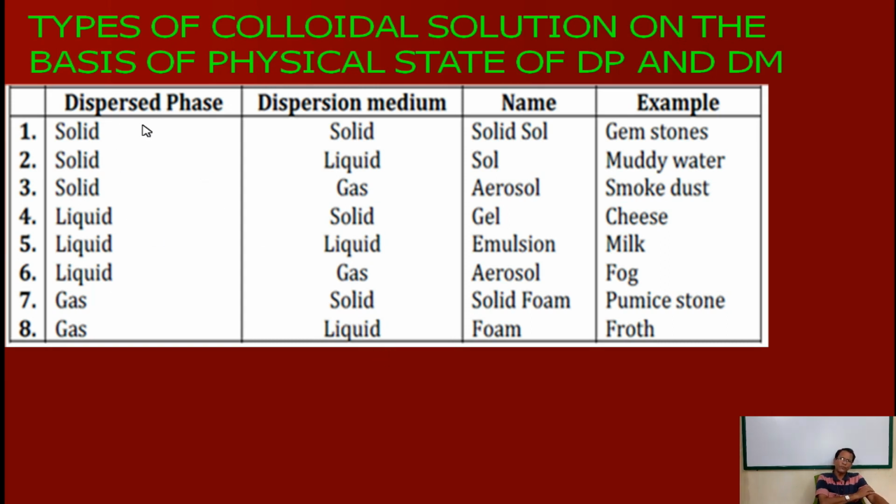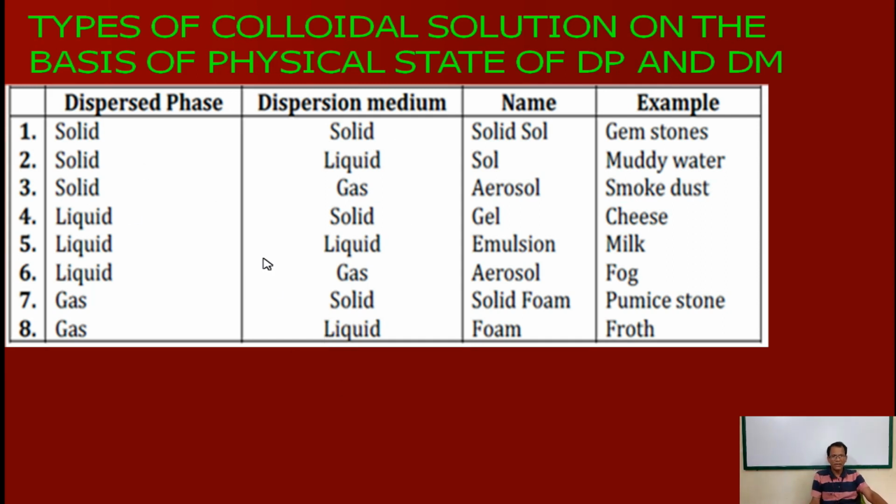So on the basis of the physical state of DP and DM, 8 types of colloidal solution are possible. But gas in gas is not a colloidal solution, because gas in gas is a homogeneous solution. That's why it is not a colloidal solution, because all colloidal solutions are heterogeneous. It is a homogeneous solution, called a true solution.